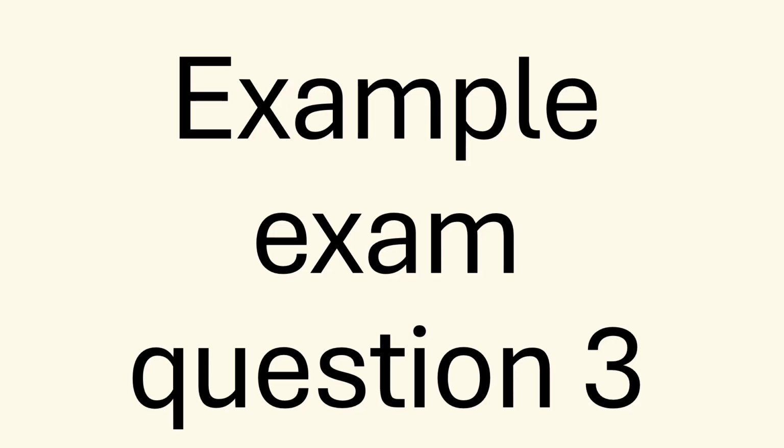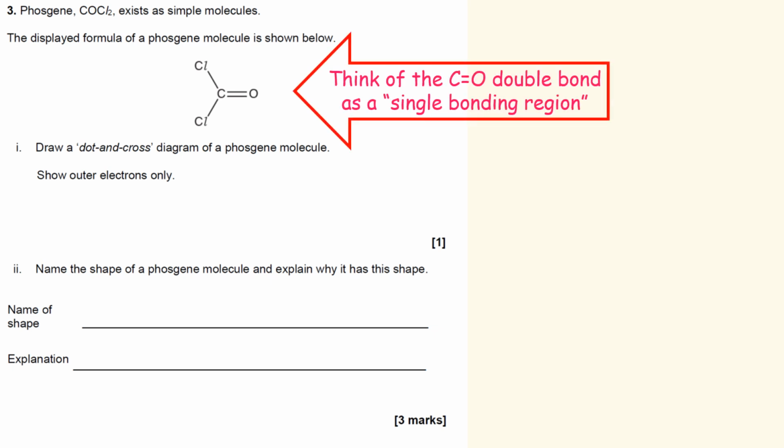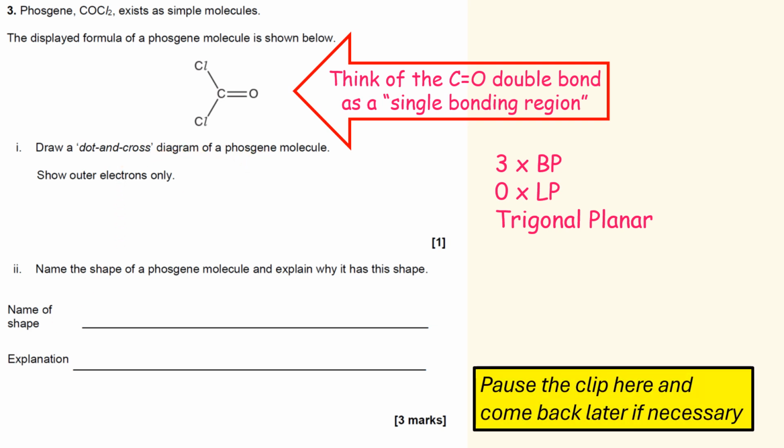So let's do another one. So here we're going to focus on the CO double bond as a single bonding region. If you remember, the mark scheme for the CO2 molecule a bit earlier talked about two bonding regions. So the C double bond O is going to be a single bonding region. So this has three bond pairs, no lone pairs, so this will be trigonal planar. Now they want a dot cross diagram of a phosgene molecule. So pause the clip and see if you can finish it off.